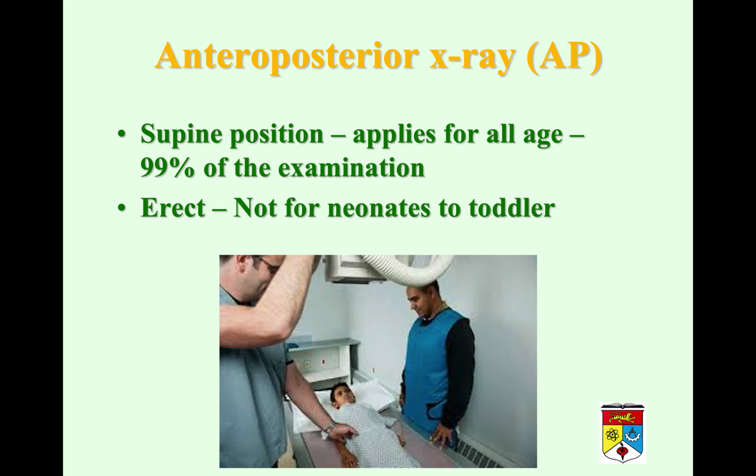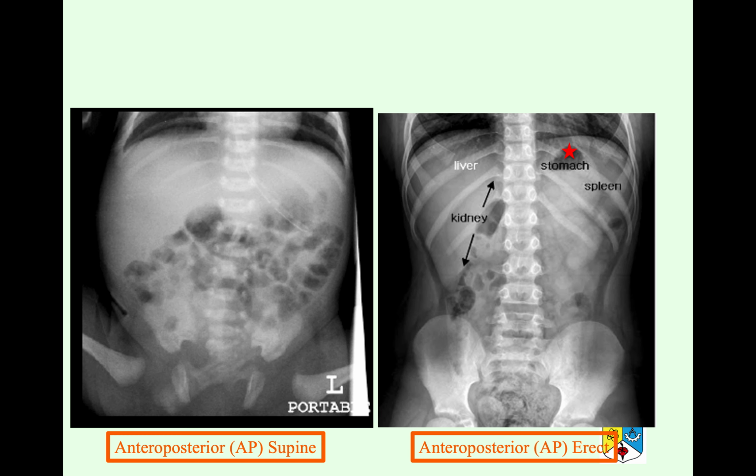Okay, let us go to the abdominal radiograph. Most of the time, you will do an anteroposterior radiograph. Why? Because the child or the patient is in supine position, and this basically applies in almost all examinations in pediatrics. It is anteroposterior because the image receptor is at the back. And definitely we're not going to do an erect position, especially in neonates or even in toddlers. So most of the time it will be in supine position.